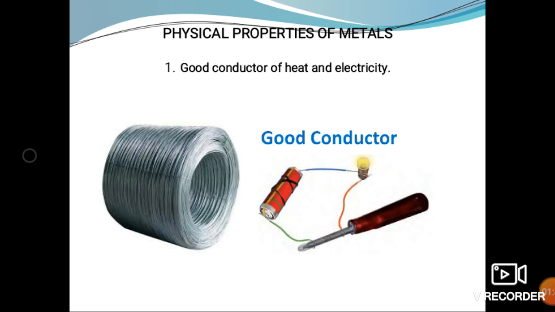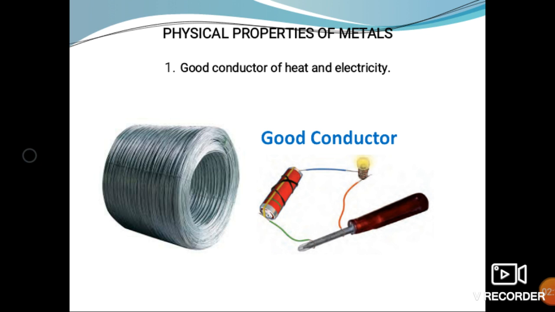Physical properties of metals. Okay, at first, good conductor of heat and electricity. As I have already said in the introduction, good conductor of heat and electricity. Look at the picture. I have given two pictures here. The first one is a metal wire. Look, that is a good conductor of heat and electricity.